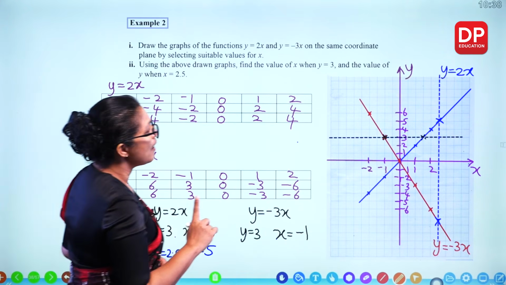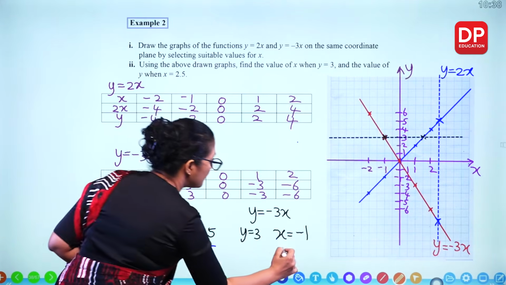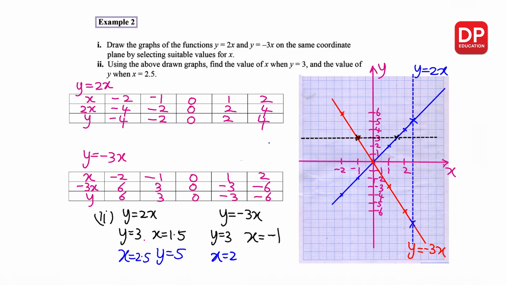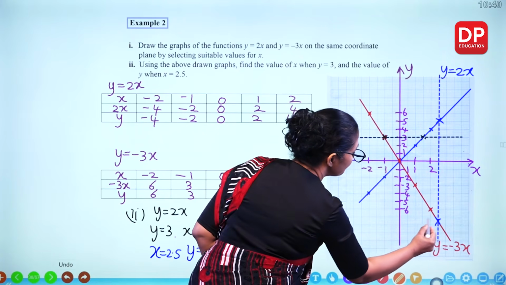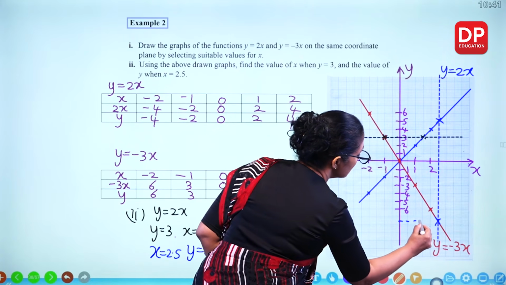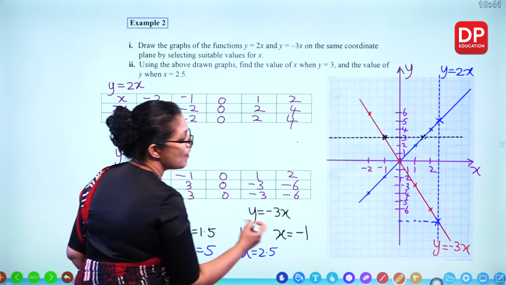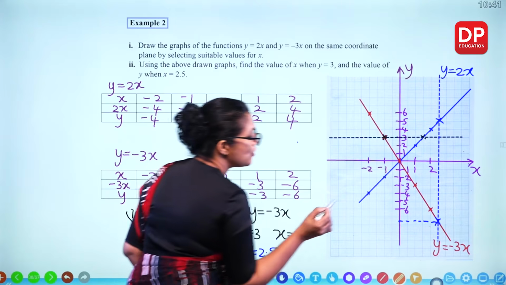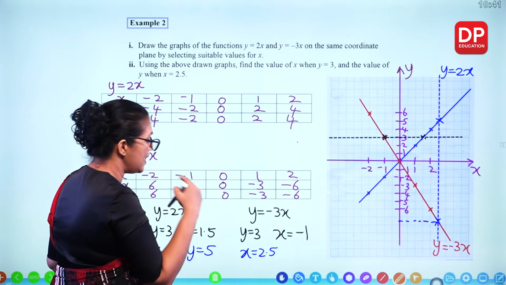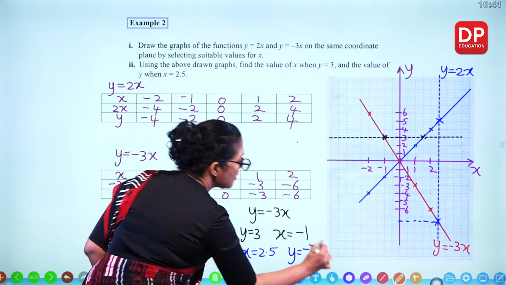And the other one, when x equals 2.5, what's the y value? Here. So this is -7.5, in between -7 and -8. So -7.5.